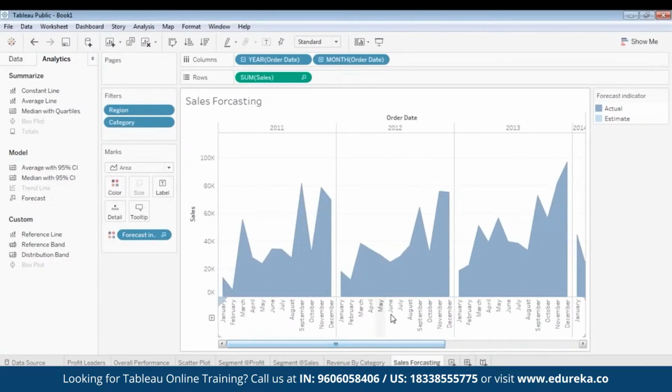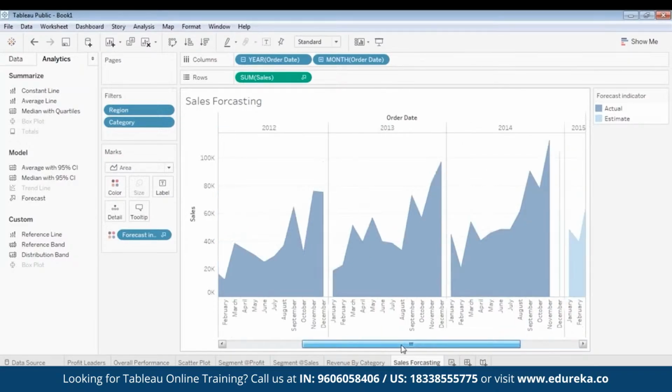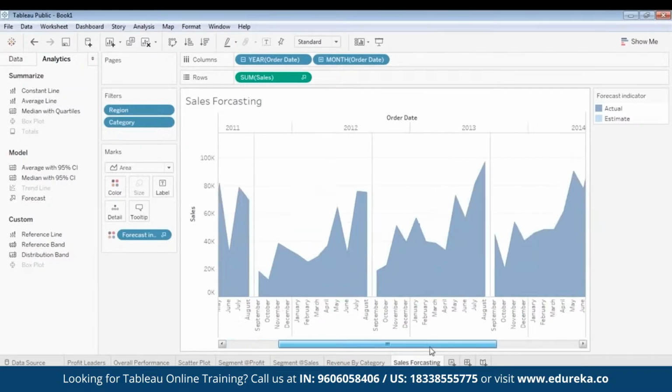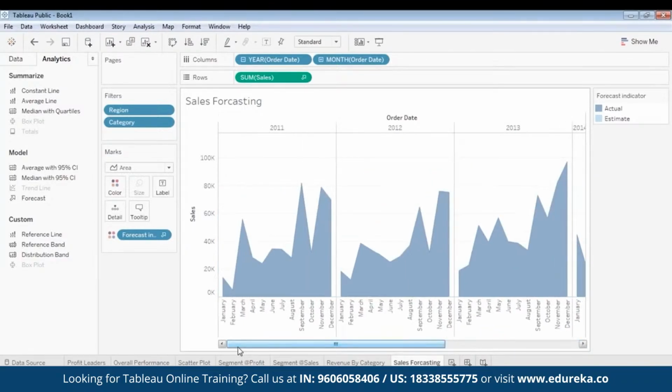So guys, we have forecasted the data. We have done forecasting for sales for the year 2015 as well. So that was the final question which we were supposed to answer. We were supposed to forecast it for year 2015. Now that we have answered all the questions, right? Overall performance, my scatter plot, my segment, my revenue by category, and my sales forecasting. I need to show all this in a dashboard, right?